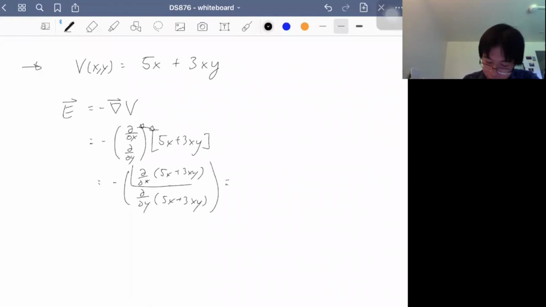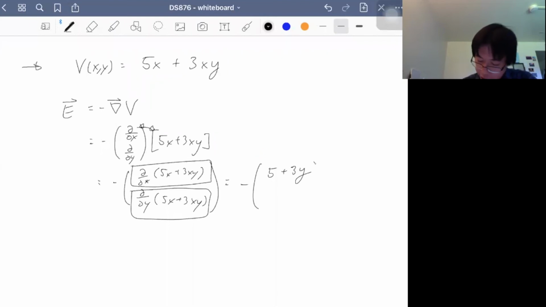Okay. So do it one at a time. So the derivative of 5x with respect to x is 5. Derivative of 3xy with respect to x is 3y, because you're just differentiating with respect to x. How about here? Differentiate with respect to y on 5x. There's no y over here, so everything is a constant. Differentiating a constant is 0. And then differentiating this with respect to y is just 3x. Treat everything else as a constant and just differentiate the variable that's given. And that's your answer.